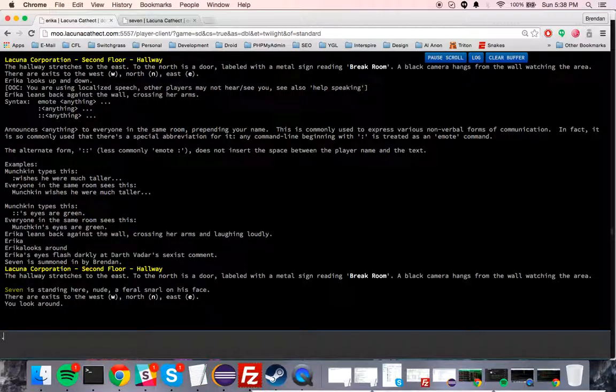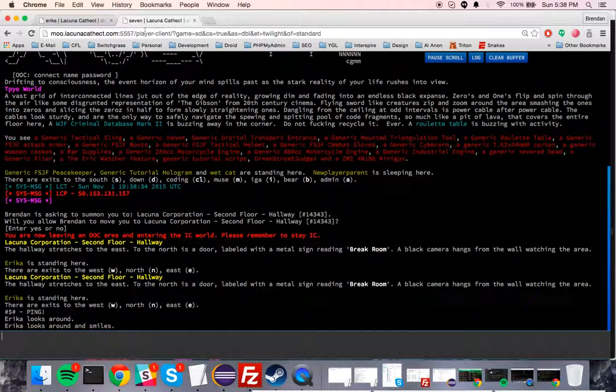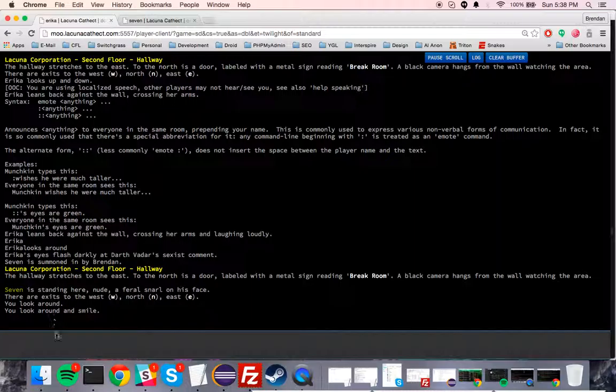So I could do dot look around and dot smile. The reason that I put a period in front of smile is because in the third person, it requires an additional S on the end. So while I see you look around and smile as Erica, Seven sees Erica looks around and smiles, right? So that's one of the benefits of using pose.